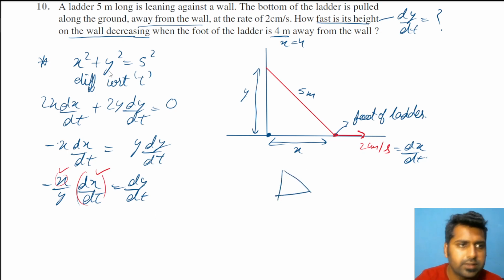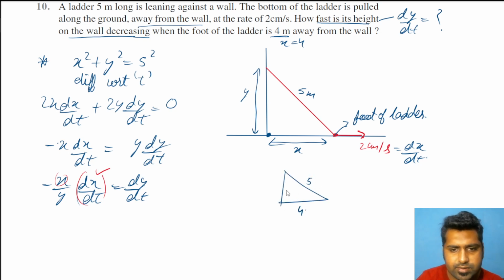So if you look at the ladder, when x is 4, ladder length is 5, what will be this height? Use the Pythagoras, y will be 3. 3, 4, 5 is a standard triangle, you should learn this. 12, 5, 13 is a standard right angle triangle. 8, 15, 17 is a standard triangle. 8, 6, 10 is a standard triangle. If you learn this, your calculations become faster.